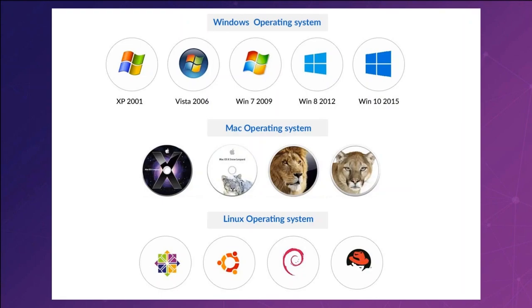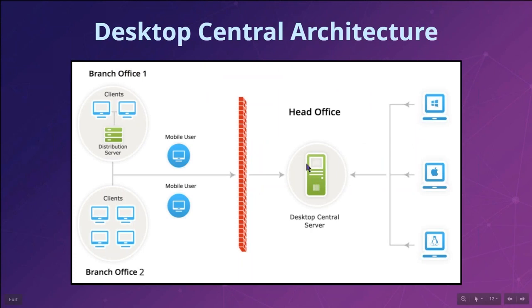Desktop Central is a client-server model application, which means you can install the server in any one of the supported operating systems, and the agent has to be installed in all the machines that you're trying to manage. You can manage local area network agents as well as wide area network agents.